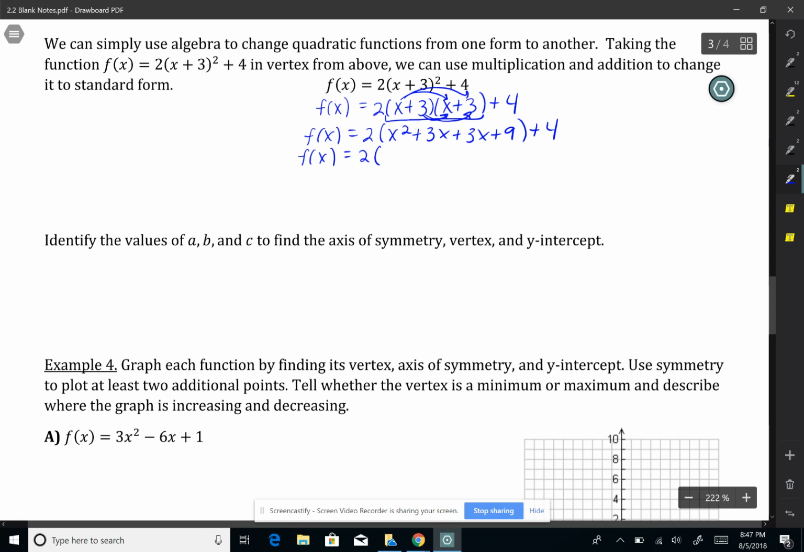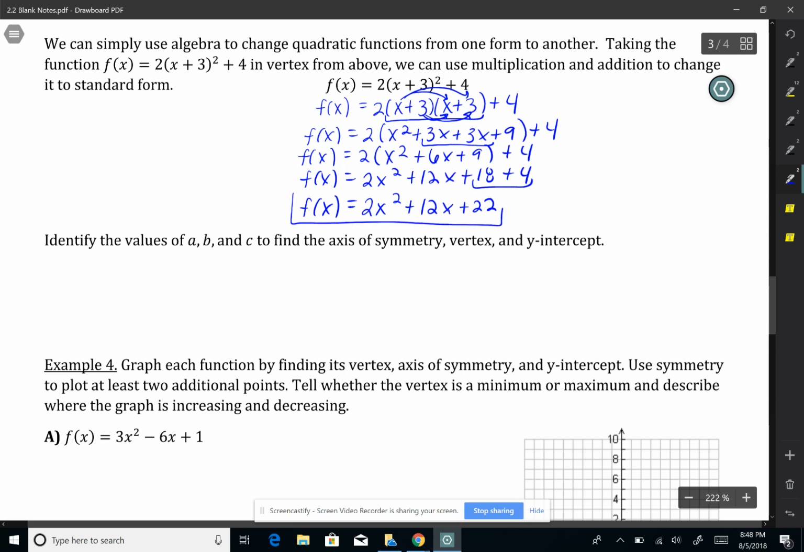Now, looking inside these parentheses, I can combine like terms, which 3x plus 3x is 6x, and just write that differently. Now I'm going to distribute my 2 into the parentheses, so that'll be 2x squared plus 12x plus 18, and then I still have that plus 4 hanging out at the end. And finally, I can add that 4 on because I have no more parentheses. So my final function in standard form is f of x equals 2x squared plus 12x plus 22.